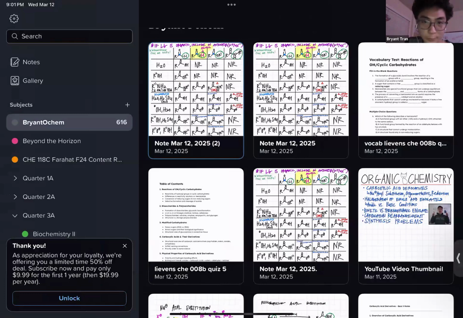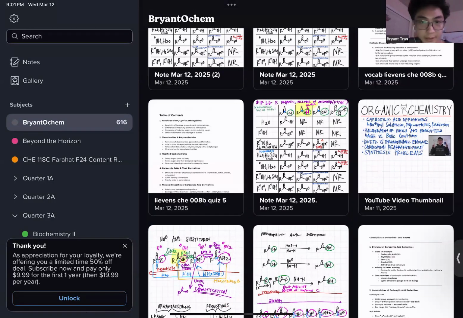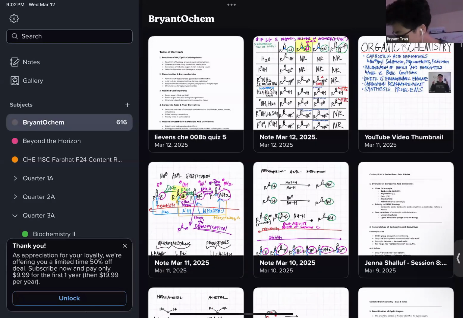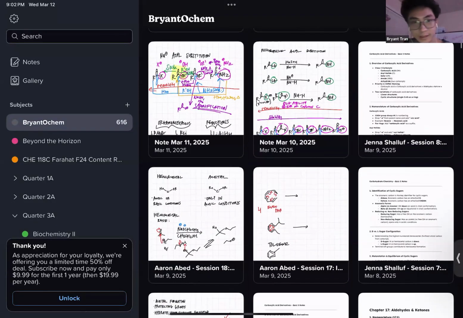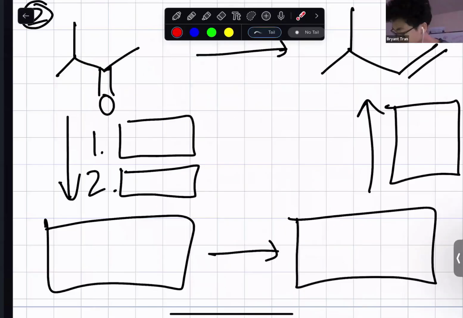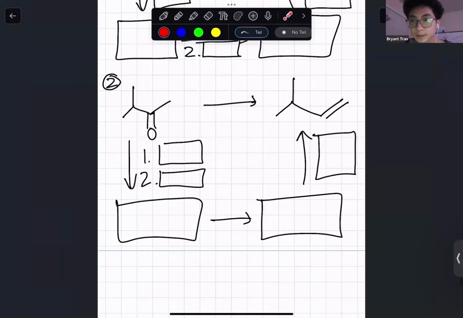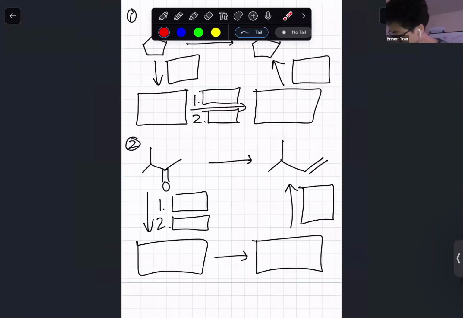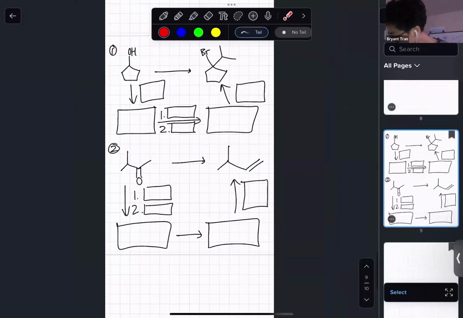So before we get started with that though, let's do the 1A synthesis problems that I created last night, I think. Yeah. When was that? That is going to be March 11th, this one. Yes. Okay. So let's copy this page.